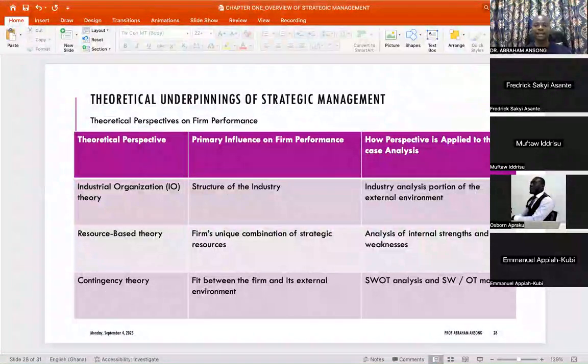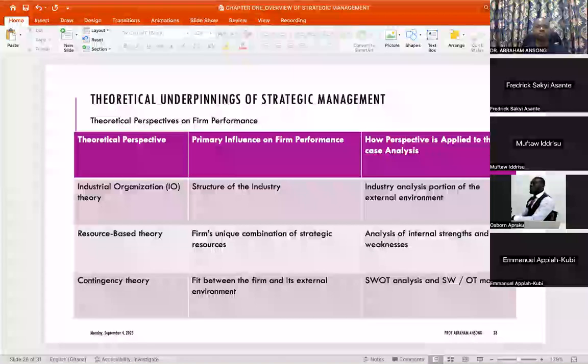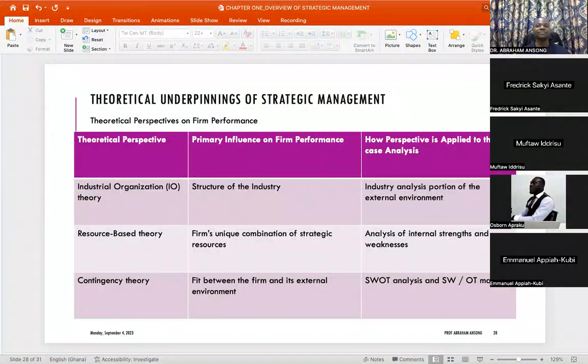Let's move on. So this diagram basically is the explanation of what we've just discussed. So the IO, the primary focus of that is the structure of the industry. It argues that whatever happens in your industry can influence your operations, okay? And hence the perspective of managers is to pay attention to the external environment. Resource-based view says your success is based on the combination of your internal strategic resources. Hence, pay attention to your internal strengths and weaknesses.